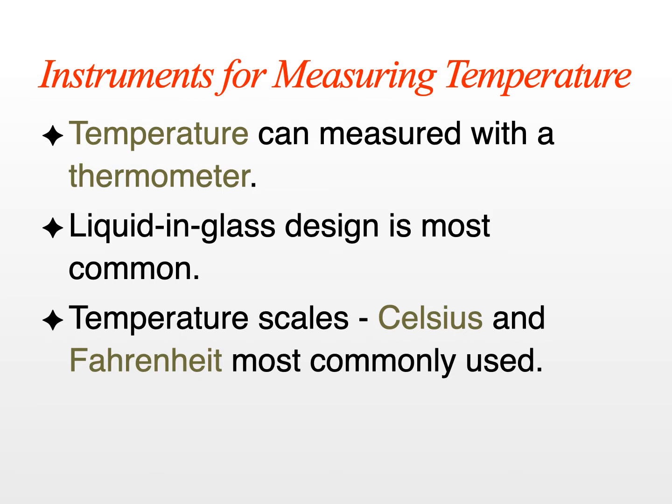Now, temperature can be measured with a simple thermometer, and the most common design that's available is liquid in glass. Basically it is a glass tube filled with some kind of liquid. Two liquids are commonly used, mercury and alcohol. The two most common scales used for measuring temperature with a thermometer are Celsius and Fahrenheit. Celsius is of course common in Canada, Fahrenheit more common in the United States.